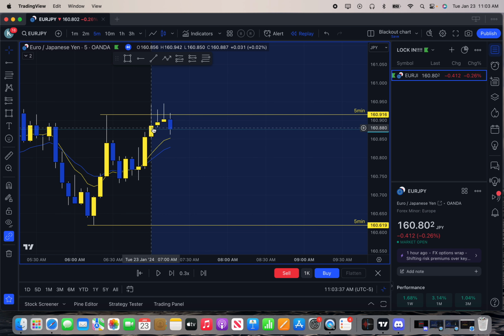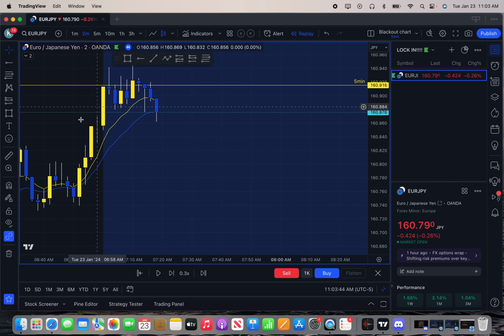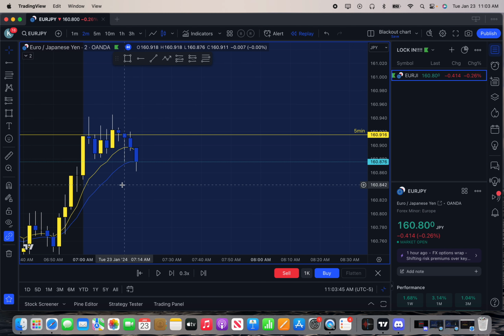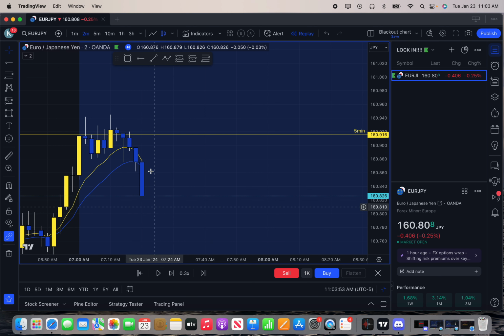And now it rejected this upside. So we're just going to go to the 2-minute and see what structure is looking like. Focusing on this rejection up here, what do we see? Was there a low broken? Almost. Let's give it one more candle. Now we can clearly see the low is broken.